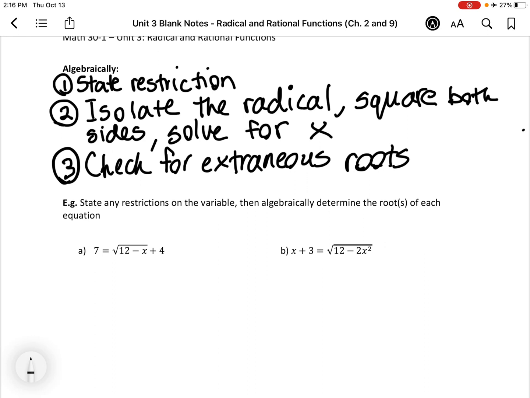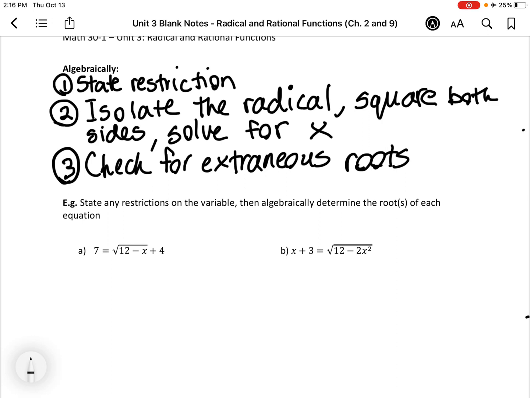Now, this is a bit of a complicated process, because you have to take into account the restrictions from step 1, but also when you're dealing with radical equations, you can have additional extraneous roots that seem to come from nowhere. The reason they occur is, let's say you take a look at -5 and 5, for example. When you square those, they're equal to one another, but originally they're not.